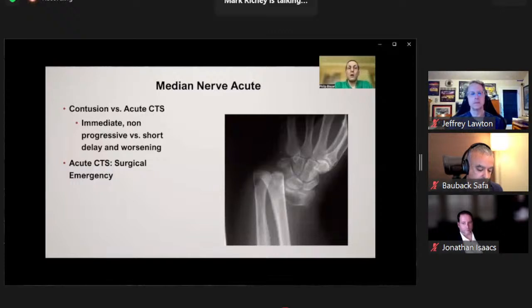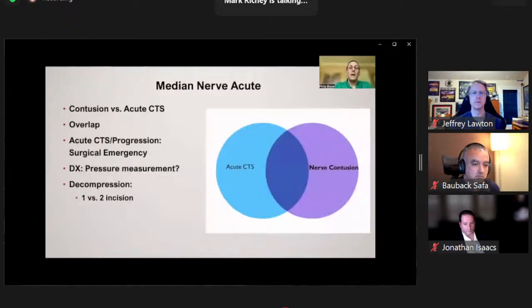As opposed to an acute carpal tunnel syndrome, an ischemia of the nerve, which classically will develop after a short delay, hours or days after injury, and typically will be progressive or demonstrate worsening function of that nerve. The literature supports, and I continue to treat, acute carpal tunnel syndrome as a surgical emergency.